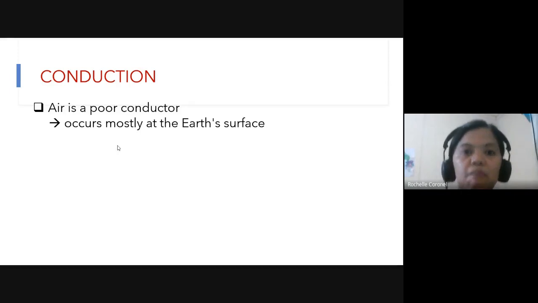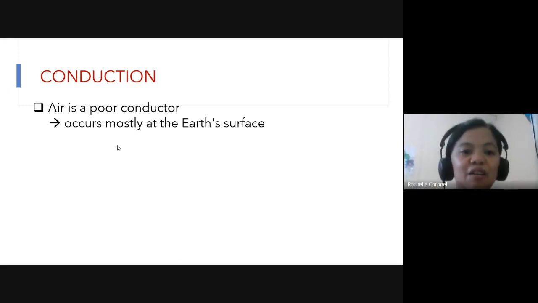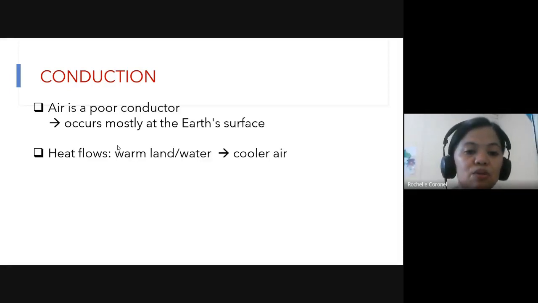Because without conduction, what would happen? What would happen is that they would suddenly lose the heat. As the Earth cools down, and then without conduction, the heat would be lost. So you can imagine how low the temperature would be. Heat usually flows from a warm area to a cooler area.